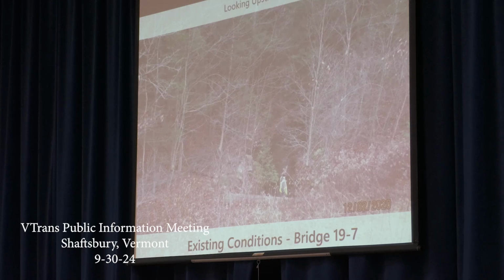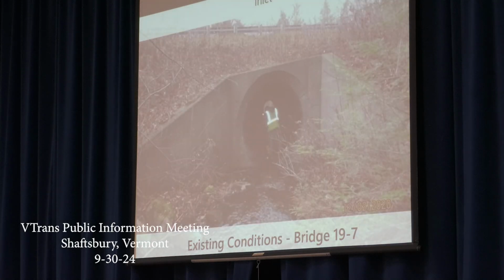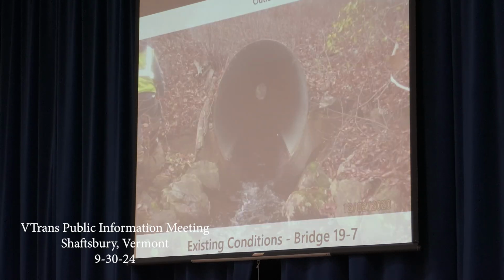Run through a few more photos. This is the upstream channel. This is the inlet, concrete head wall and wing walls on the upstream side. This is our outlet, a little bit better from that elevation over the top of the stream channel compared to 19.5.